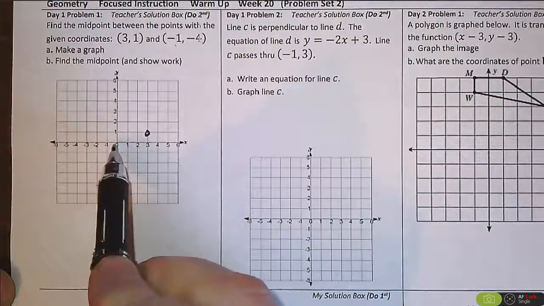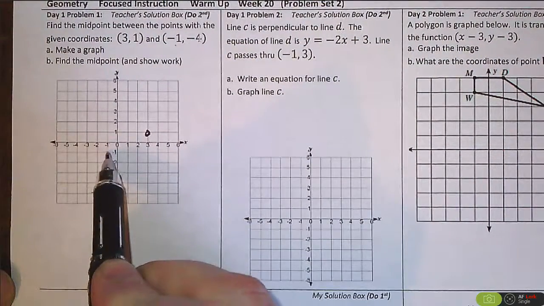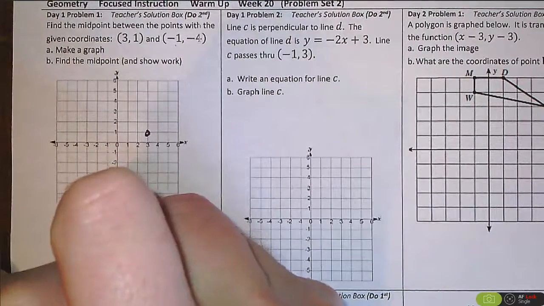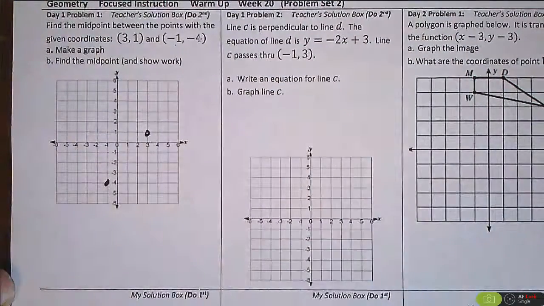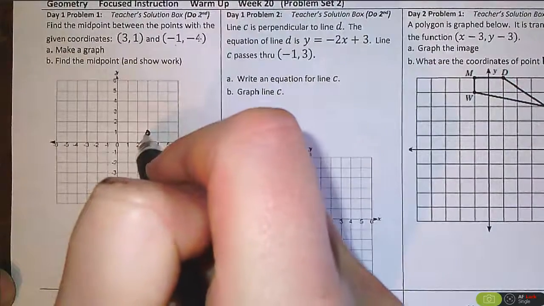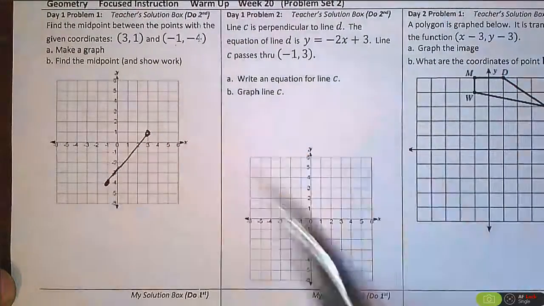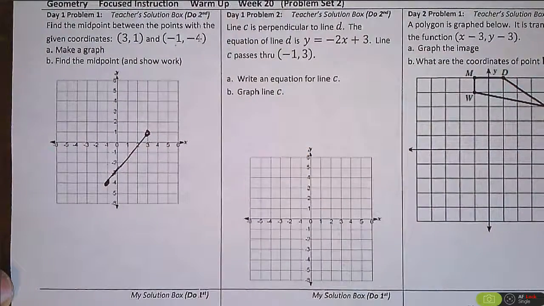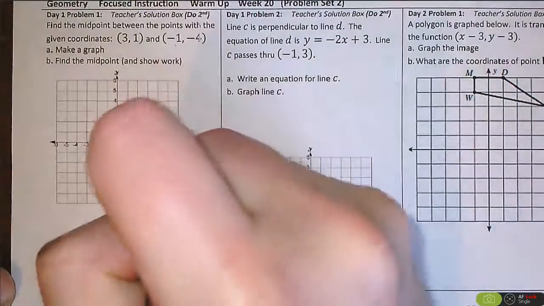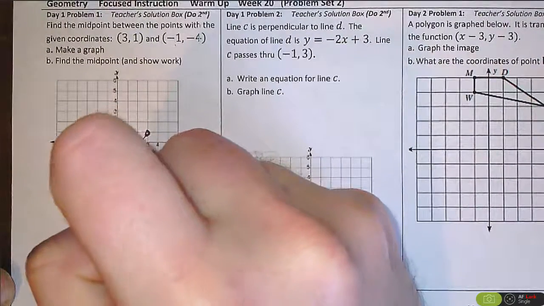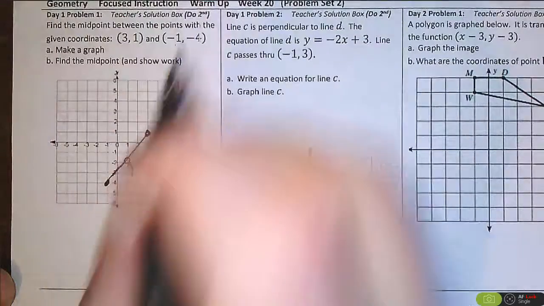(-1, -4) is left 1, down 4. The other dot is here. Now we want to connect these together to create a segment. We're asked to find the midpoint of that segment, so the exact center of the segment. Visually, it looks to be right around in that area.